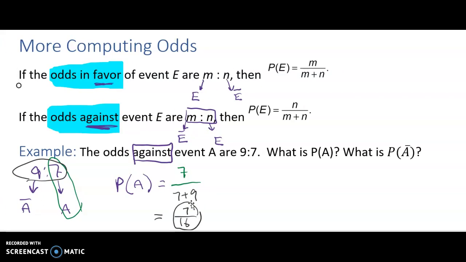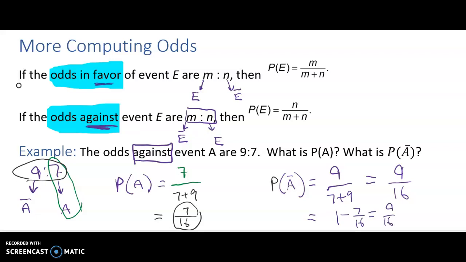For the probability of not A, I want the 9 to come first. And then I'll have the same denominator, 7 plus 9. So I'll get the probability of not A is 9 over 16. I could have also used complements to get that. 1 minus 7 over 16 equals 9 over 16.